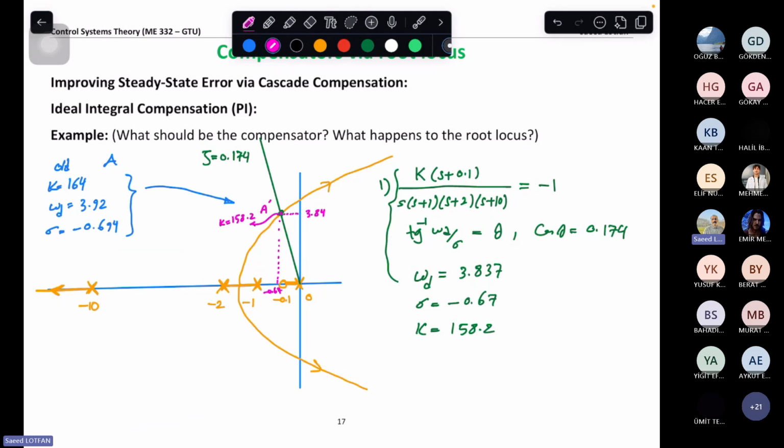So in this condition, the system is working with this pole, the closed loop poles are here, and this one is here, and this can be found as minus 11.55. So how do we find that? We say K (sigma plus 0.1) over sigma (sigma plus 1)(sigma plus 2)(sigma plus 10) is equal to minus 1. So from here, and I know that K is already 158.2, sigma will be minus 11.55. So I find the system with a new condition.